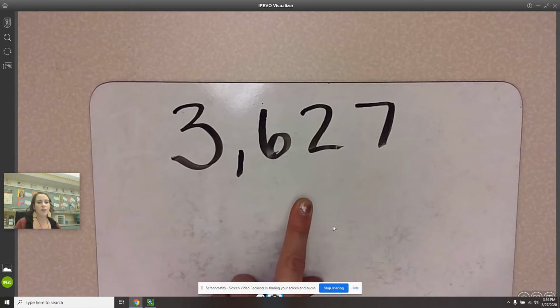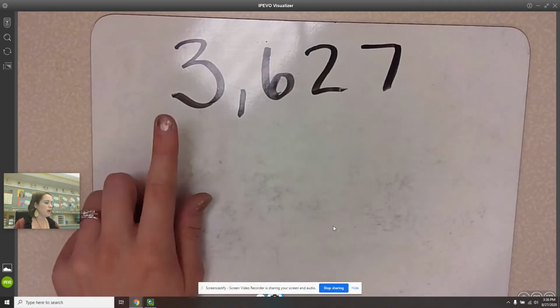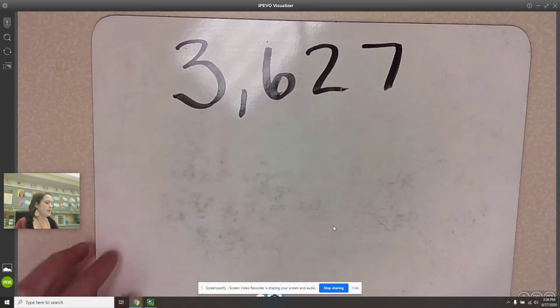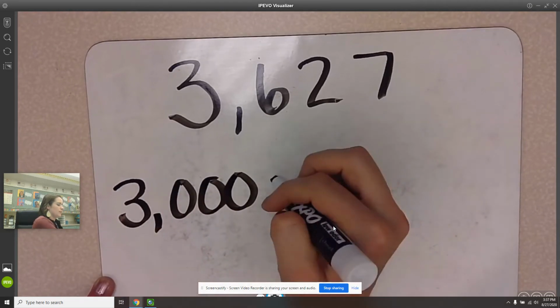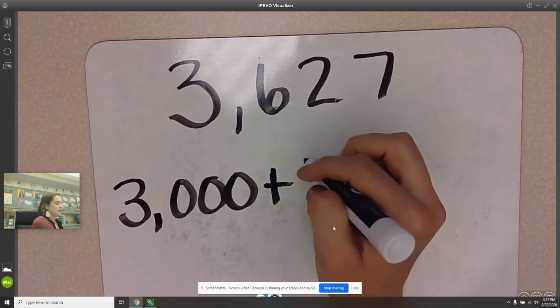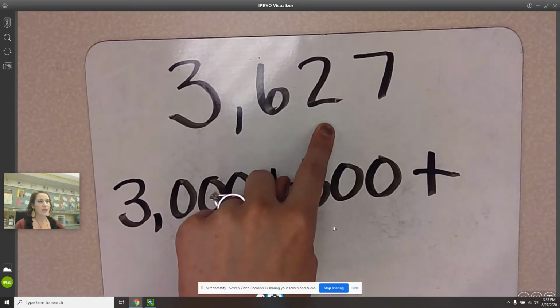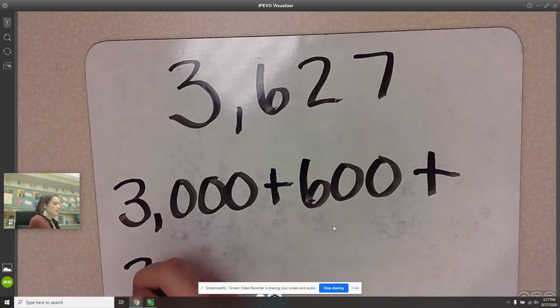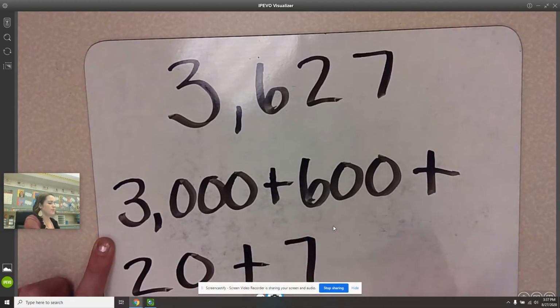So I want to think of the value of each of these numbers, and I'm going to add them all together. Okay, so we'll start with the number on our left in the thousands place. That equals 3,000. So I'm going to write 3,000 plus our number in the hundreds place, which is 6, which equals 600, plus the number in our tens place, which is 2, and that equals 20. And then plus the value of our 7 in the ones place, which equals 7. So this number in expanded form is 3,000 plus 600 plus 20 plus 7.